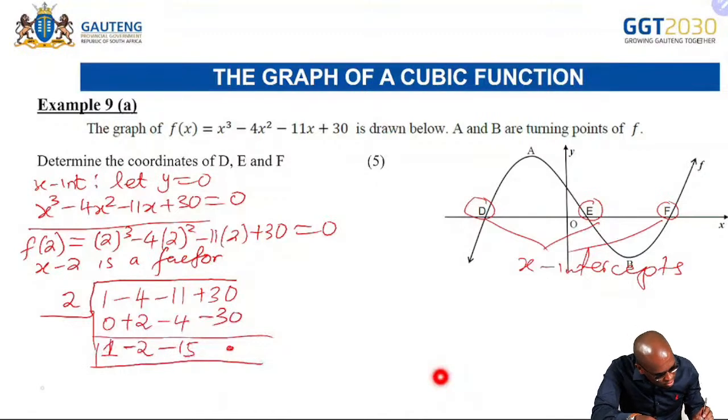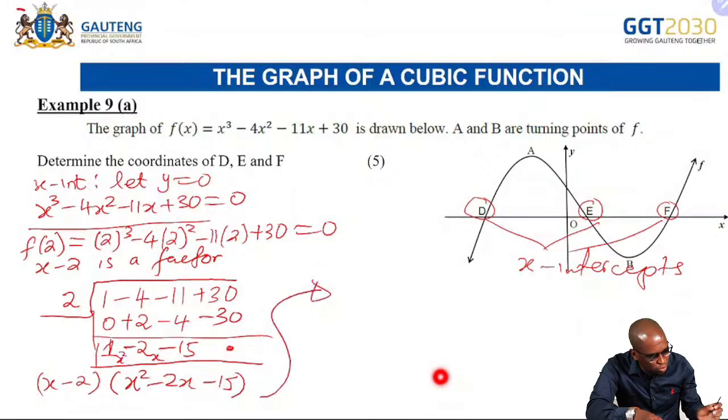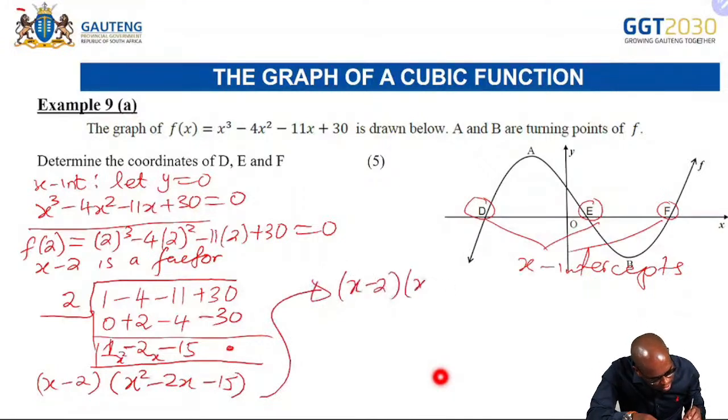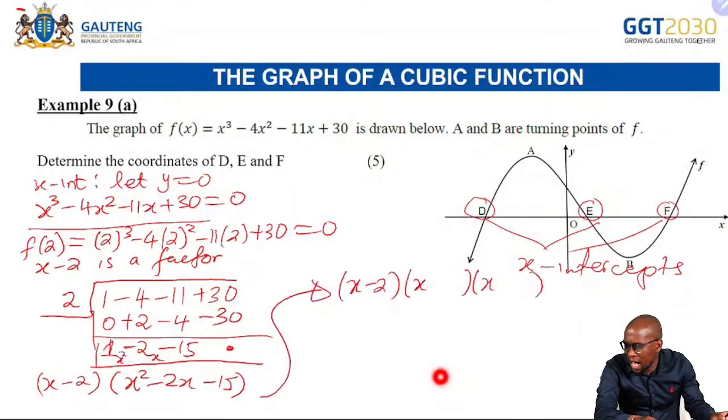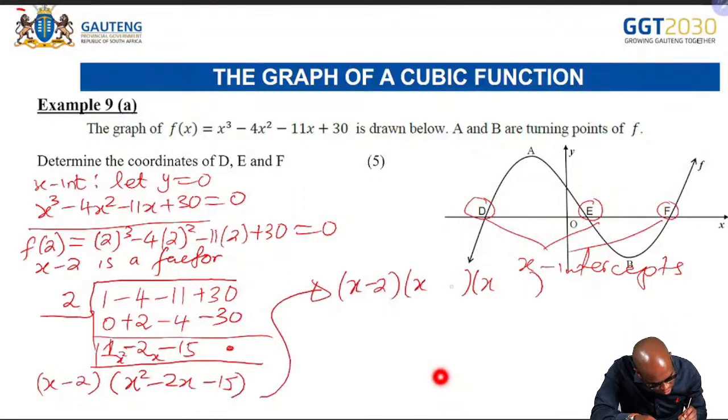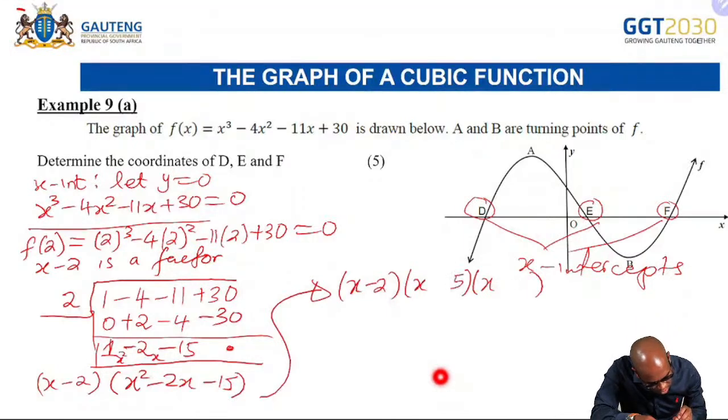So now it means that we would have this as x minus 2 into x squared, because this is the coefficient of x squared, this is the coefficient of x, and that's a constant: minus 2x minus 15. So moving on, we'll use this space, x minus 2, and then if we factorize this now, the factors of 15 are 5 and 3 that we can use. 5 here, and 3.